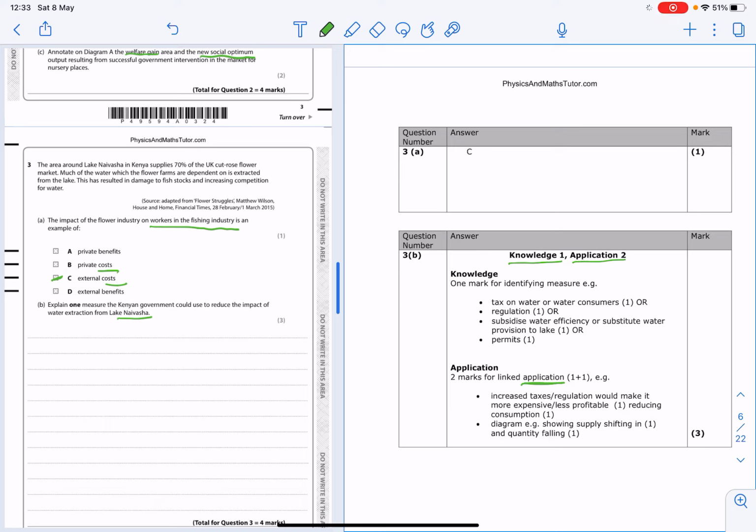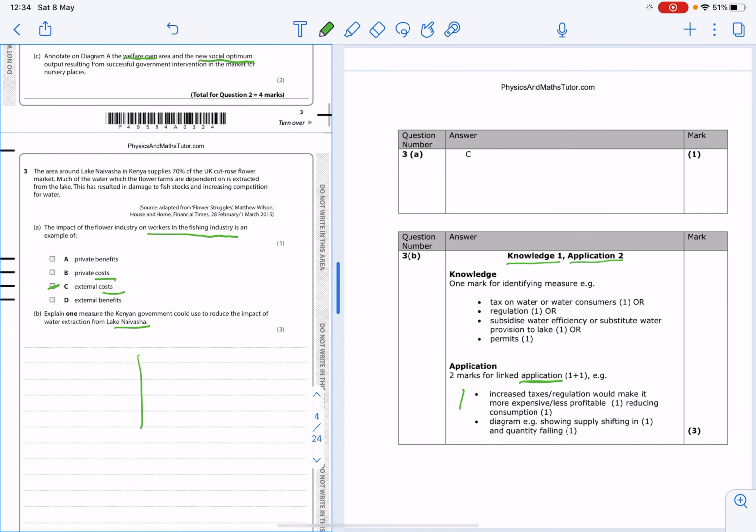So here it's giving you an example: increased taxes would make it more expensive to take the water from the lake. That's going to reduce the profits and it's therefore going to reduce consumption of water from the lake. You could use a diagram showing supply shifting and quantity falling. So you could draw your diagram: supply shifts to the left due to the tax, and the quantity is going to fall from Q1 to Q2. Obviously put labels on your diagram as well. So that's another thing that you could do instead of explaining it.